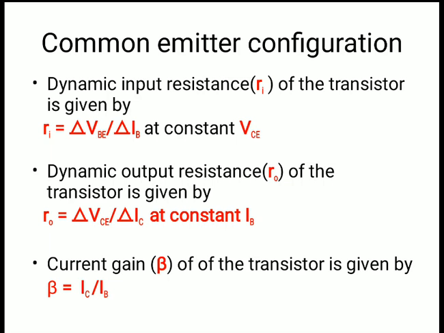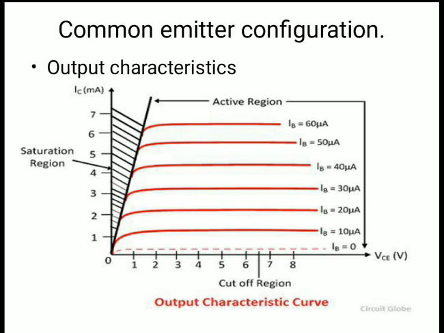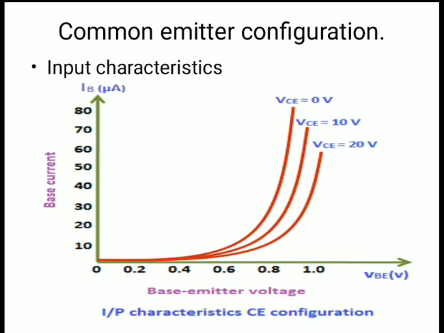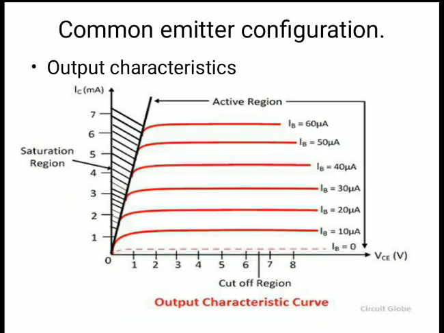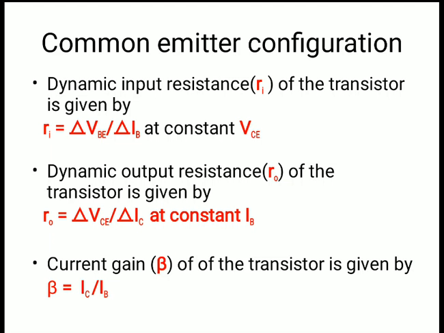Next one is the current gain. The current gain is the amplification factor, here for the common emitter configuration. It is output current upon input current. IC is the output current and IB is the input current, so IC upon IB is your amplification factor for the common emitter configuration.